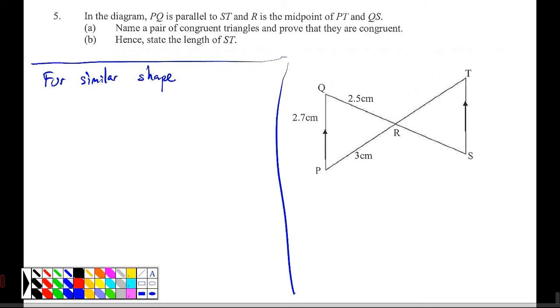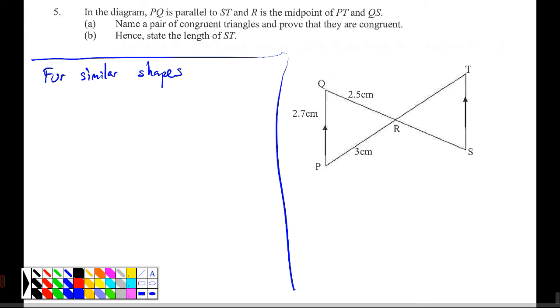I want you to draw a line there and put there for similar shapes. Turn to the last page. Do the last page first. Write down for similar shapes. I have 2 minutes left. Write fast.